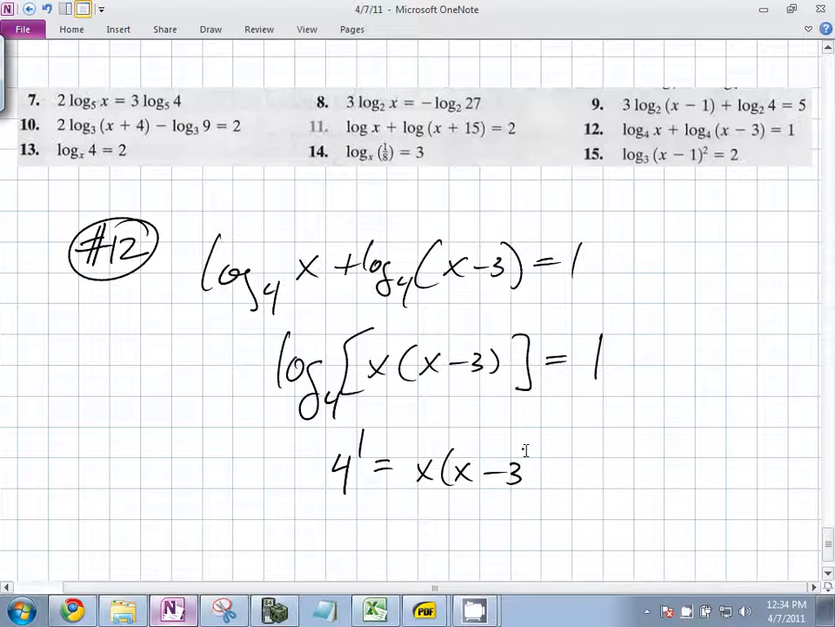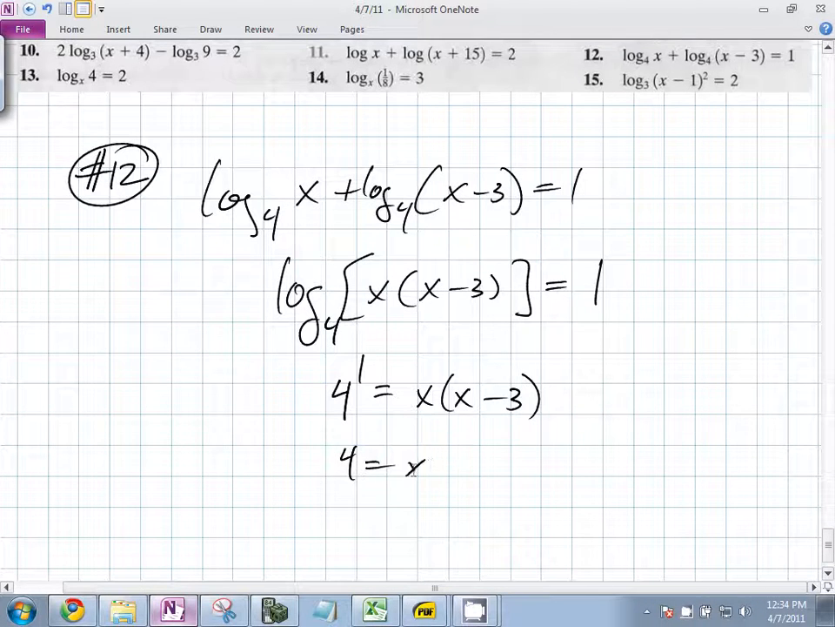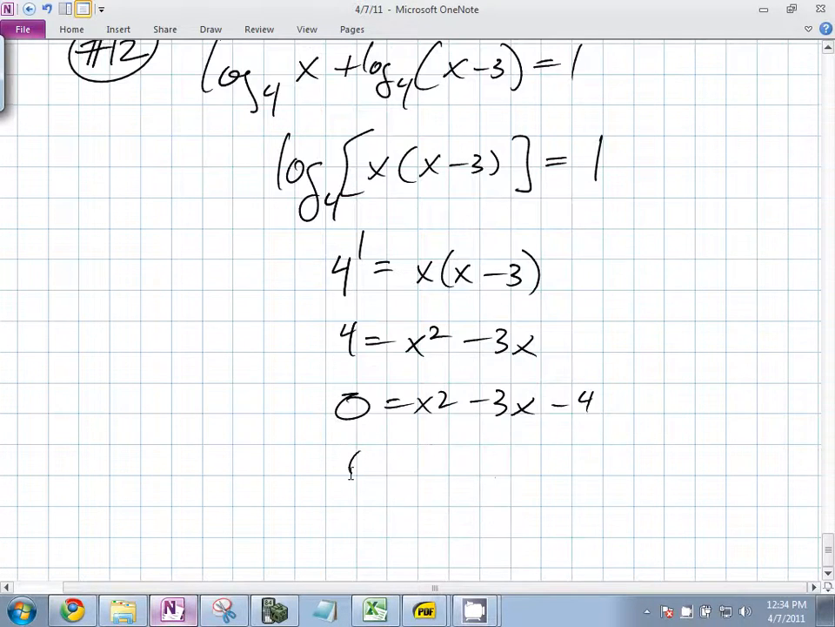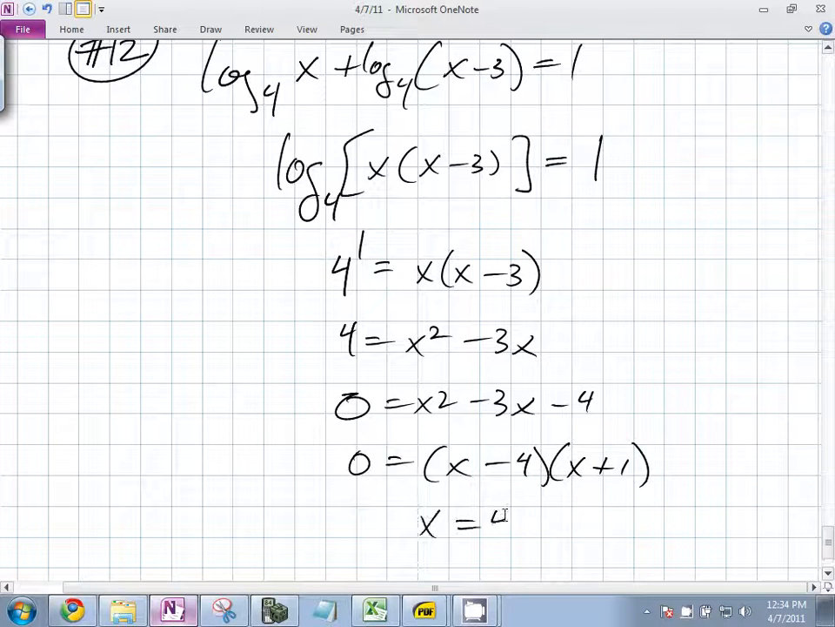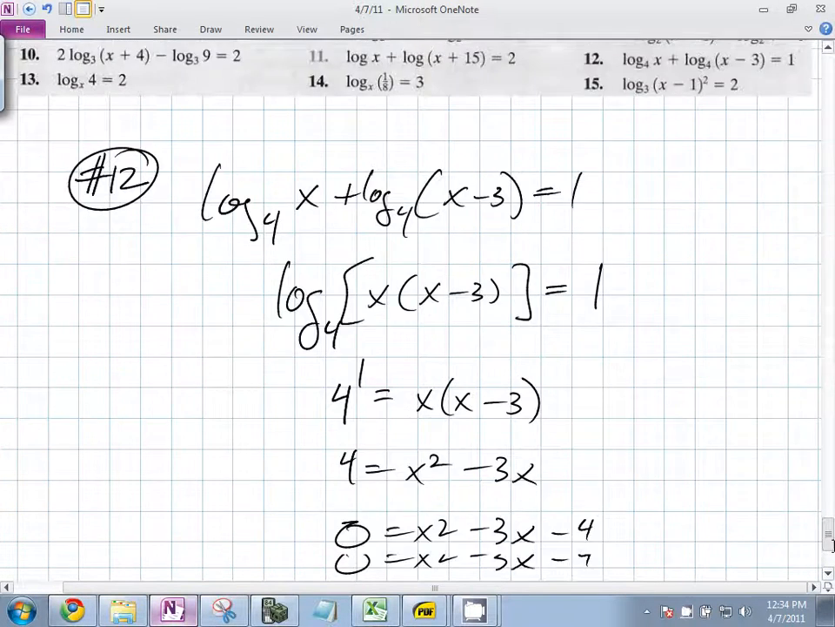And now this is as simple as, is that factorable? x minus 4 times x plus 1. So x is equal to 4 or what? Negative 1. Now we have 2 answers, and I'll tell you that our algebra was correct.